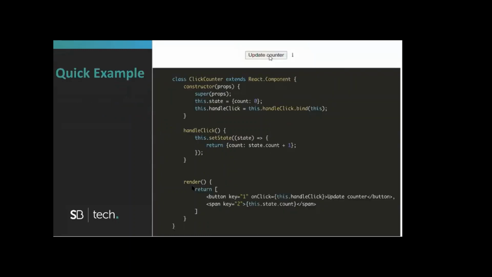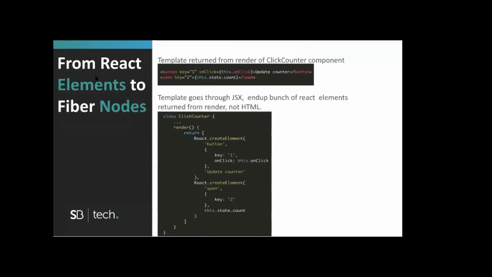Here the render method returns two elements. From the render method, I have two elements, and those elements go through JSX, and it ends up returning two different method calls. It will not return HTML like what we usually see in HTML. You can see it returns a React.createElement with a button, and a React.createElement for a span, with the properties that we are passing passed to React.createElement. I'm going to explain what React.createElement does.